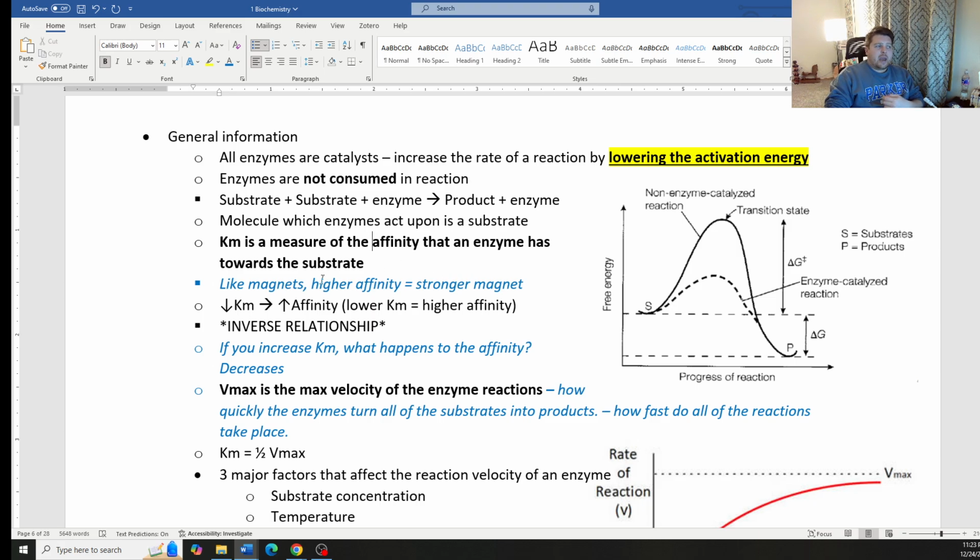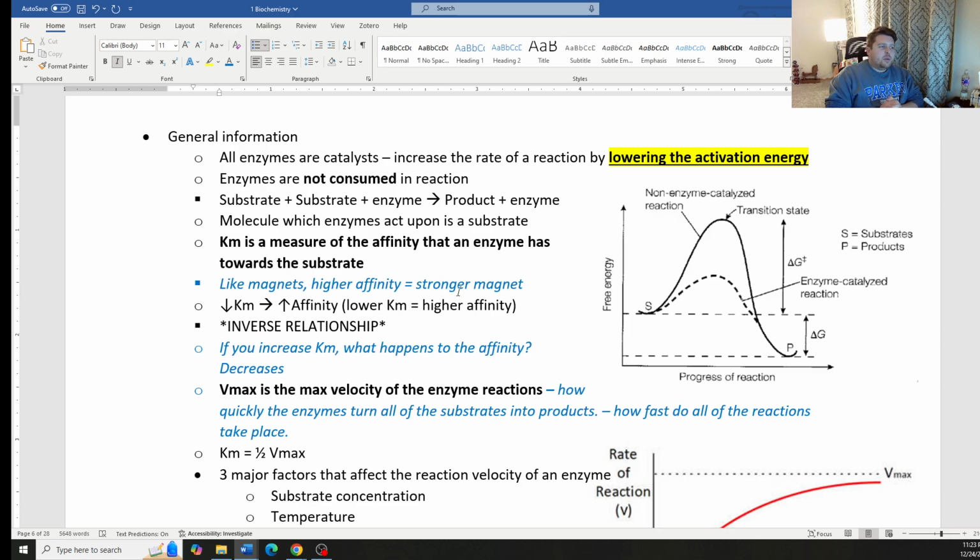Affinity is like attraction. So it's saying how well does the enzyme attract and grab onto the substrate. So we compare affinity to magnets. The higher the affinity, the stronger the magnet, the stronger the pull that enzyme has to want to grab onto that substrate and help it go through its reaction.